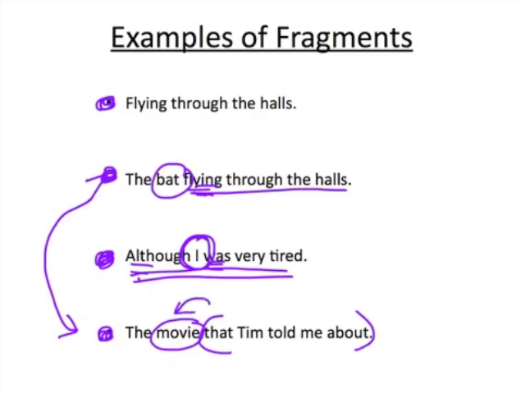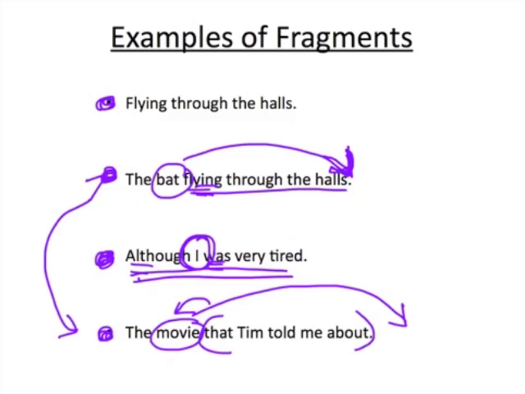But we don't have a verb for movie. Just as here in number two, we don't have a verb for bat, except the verb should probably be something like terrified Barbara with its long teeth. Anyway, in the last sentence, we don't have a verb for movie. We don't have a predicate for movie. The movie needs to do something, okay? So those are some common sentence fragments.